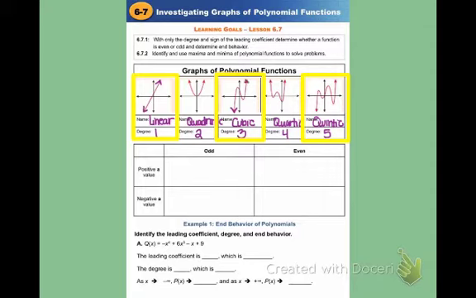Now that could be in reverse. Say on the left-hand side of the y-axis, it could be pointing up, but then the right-hand side would have to be pointing down. Odd functions, their end behavior, they're always going to travel in opposite directions. So you can think of odd and opposite, so your ends will travel in opposite directions.